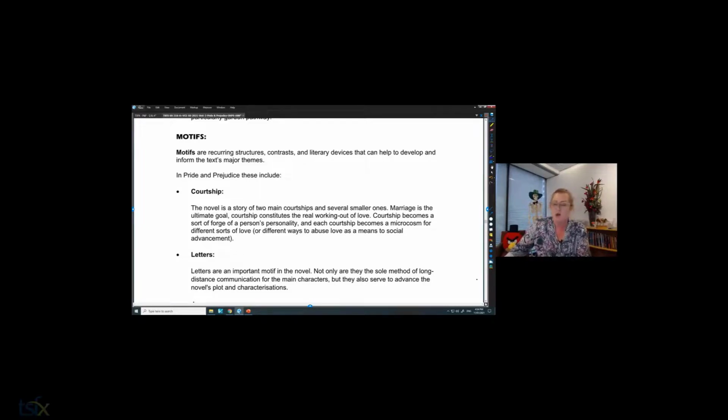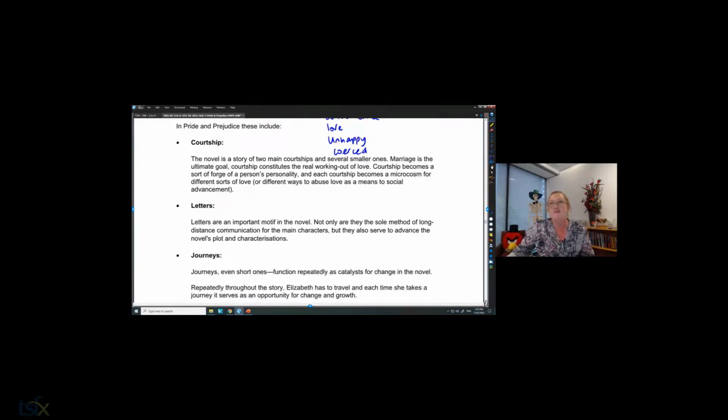So we see a whole range of different courtships. I mentioned before that we see the convenience relationships, we see the love, we see the unhappy. We see the coerced, forced, Wickham and Lydia in the end. Wickham forces Lydia, and she in turn forces the situation, which is sad.